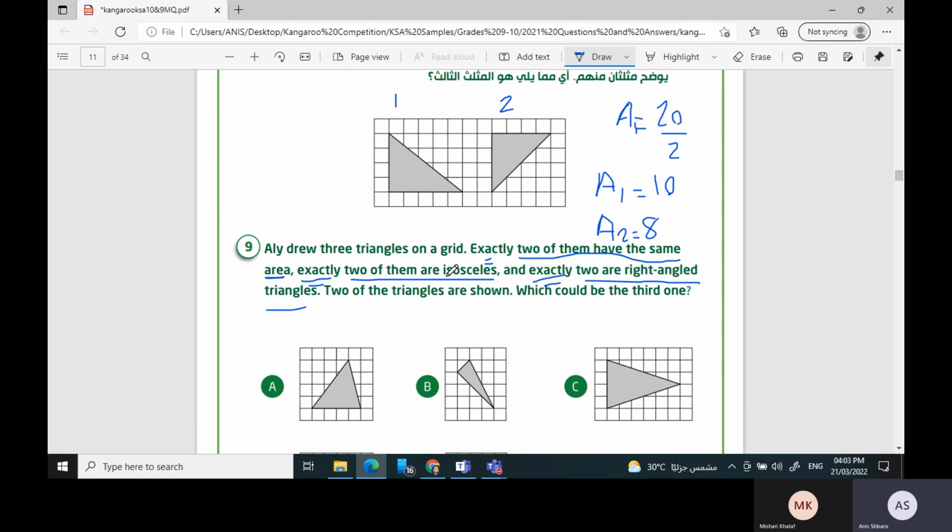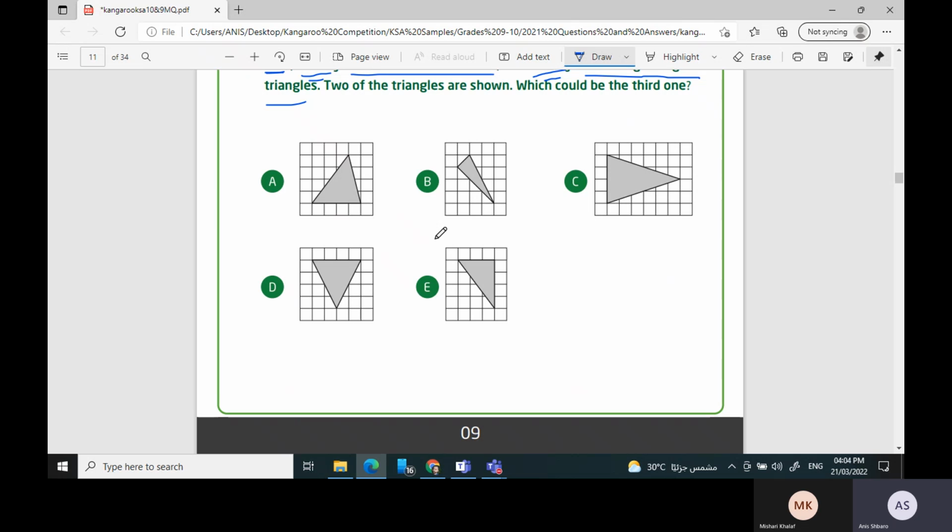Now, exactly 2 of them are isosceles. So of course, we're going to have at least one of these 2 triangles to be isosceles. Let's check. We have this side equal to 5 and this side equal to 4, so this one is not isosceles. This one is 4 and 4, so of course, triangle 2 is isosceles. The third triangle must be isosceles because exactly 2 triangles are isosceles. So we have one here and we're going to choose the isosceles triangle from this figure.